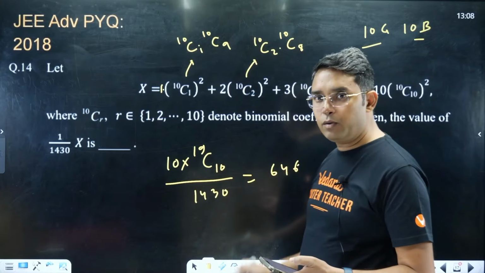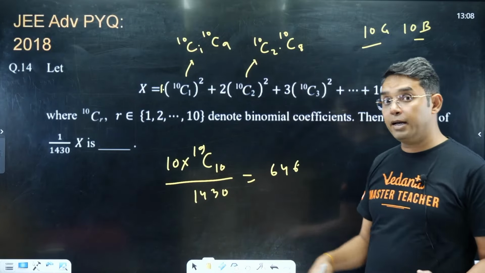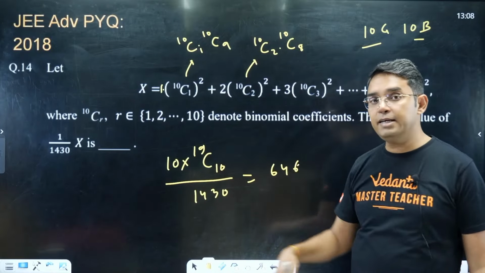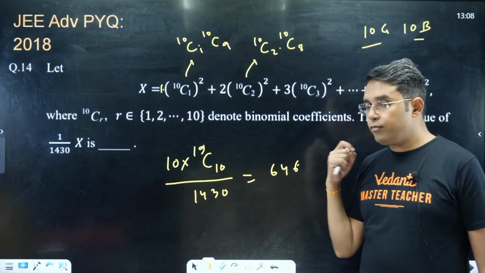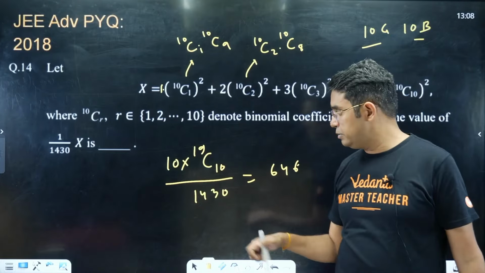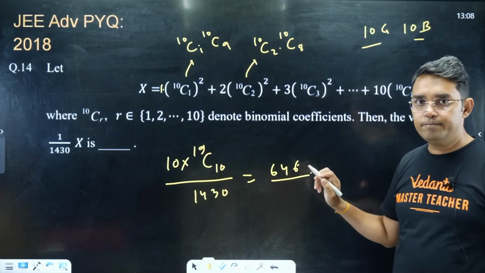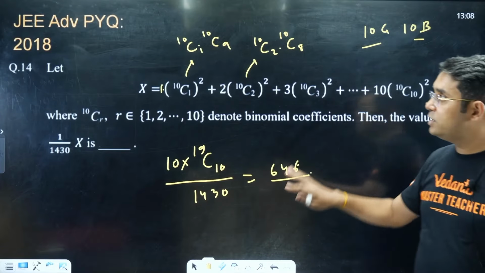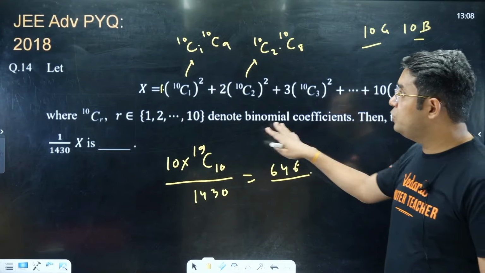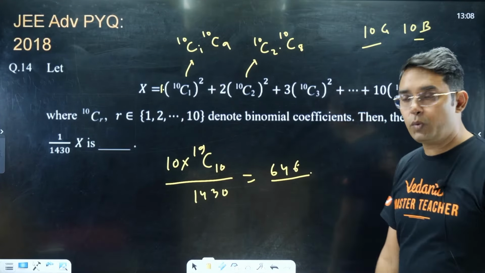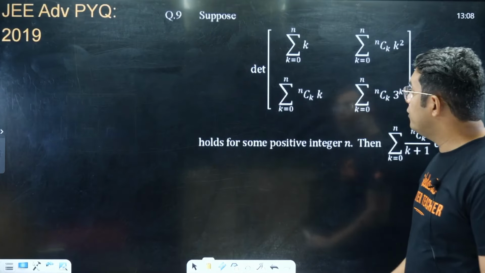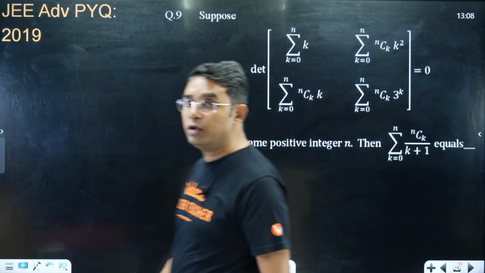I think this is a simple calculation. Actually, this calculation is little bigger, because 19C10 if you write, you have to multiply many number of terms, but 1430 you factorize and you simplify it, it can be done. Okay, so you can see this question is very much direct if you use this concept of counting twice. Okay, now one more question from previous year 2019.